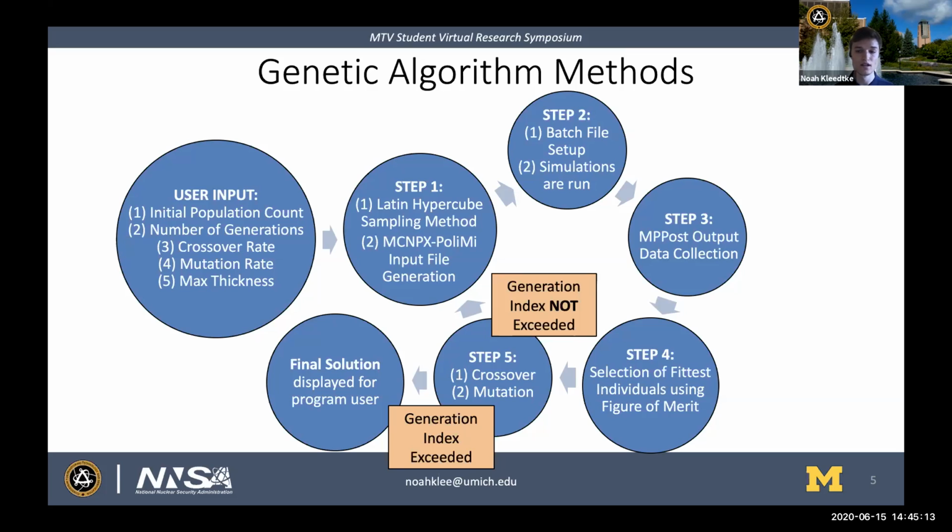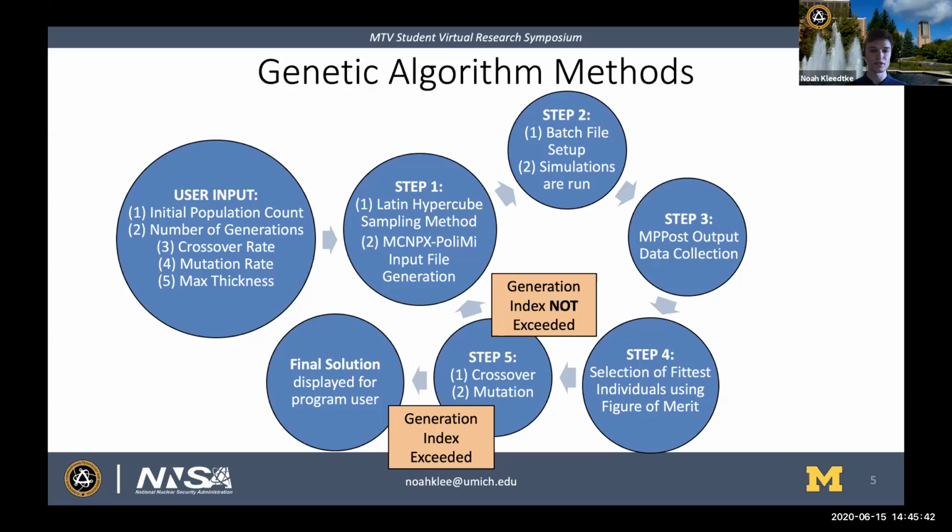Based on that data, we used a figure of merit to judge how well the shielding designs performed, or how, quote unquote, fit they were, based on this figure of merit or objective function. And then step 5 would be crossing over the chromosomes of the population. The chromosomes in this case would contain the information pertaining to the shielding material thicknesses.